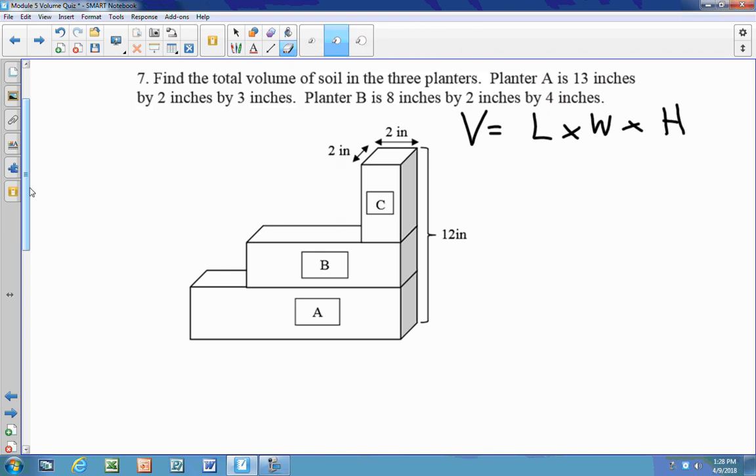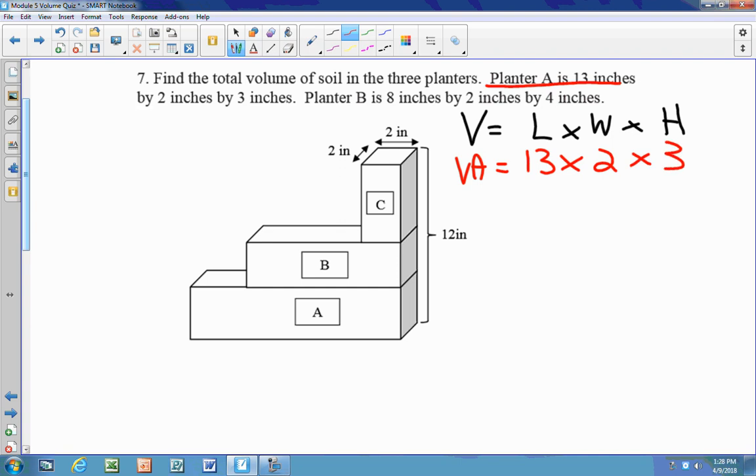So the first thing we're going to do is find the volume of A. So we'll put VA. It tells us up here in planter A that the length is 13 times 2 times 3. And when we figure that out, the 13 times the 2 times the 3, we get 78 centimeters cubed. That's one answer, and I'm even going to box that.